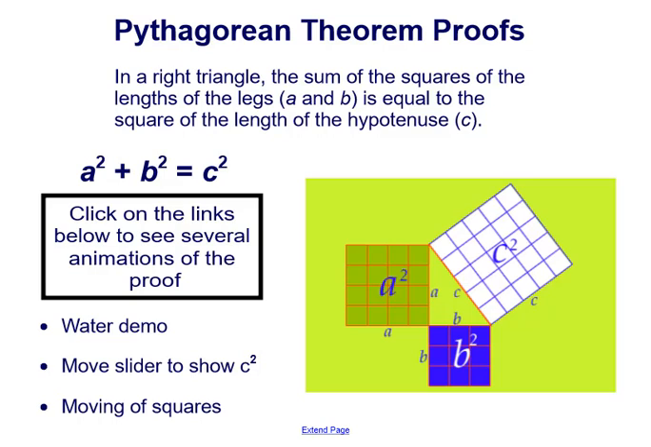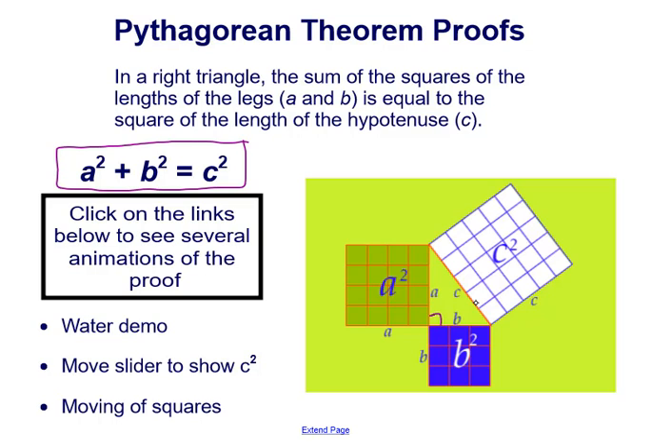Now, in a right triangle, the Pythagorean theorem states that the sum of the squares of the lengths of the legs, which we refer to as A and B, is equal to the square of the length of the hypotenuse, which we refer to as C. Now, all of that can sound confusing. It's a lot of words, but in an equation, what that looks like is A squared plus B squared equals C squared, where A and B are your side lengths of your right triangle, and C is the hypotenuse.